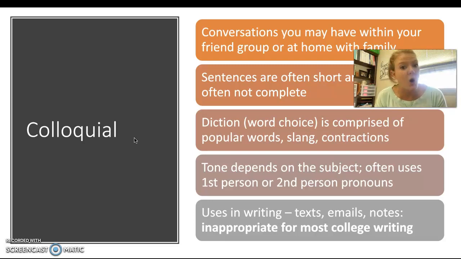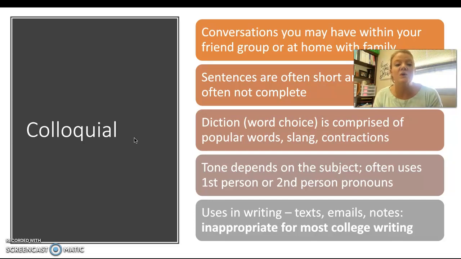If you are at home and your mom says, "Hey, do you want dinner?" and you respond with, "Mm-hmm," that is just a sound. It's not a word. But it's still communication. So diction in colloquial conversations is very informal.